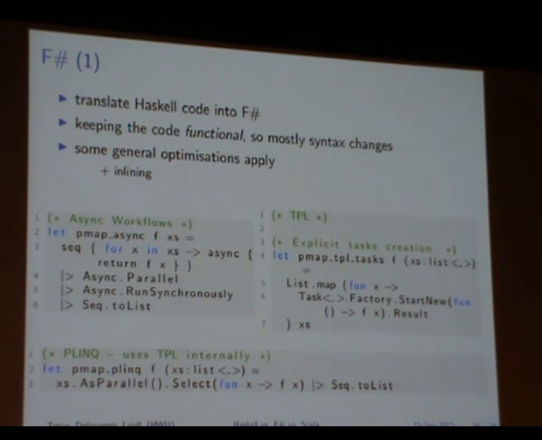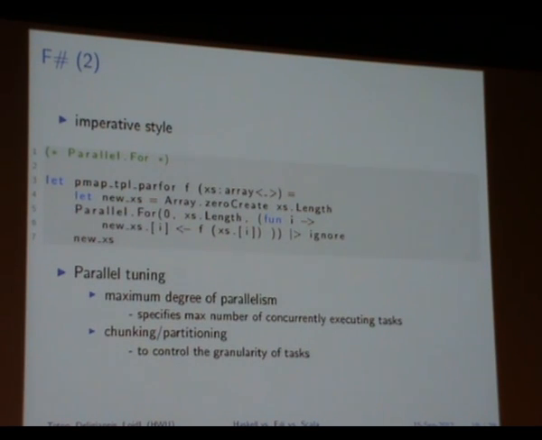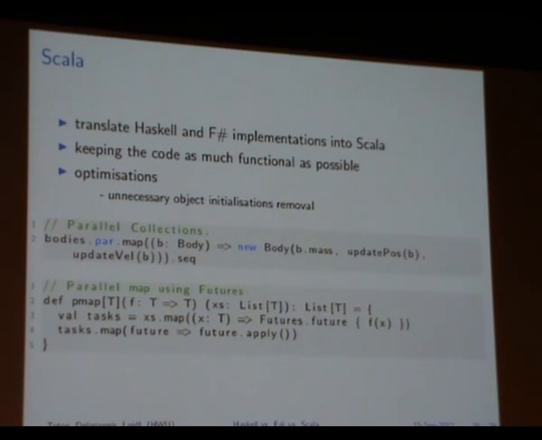And PLINQ is a more declarative way. It has an SQL-like syntax, so it's very easy to parallelize. The select is basically the equivalent of the map function, and to get the parallel implementation, we just need to say AsParallel. So yeah, in F# we can also use Parallel.For, but then this is a more imperative style of programming. For parallel tuning in F#, we have maximum degree of parallelism, which specifies the maximum number of concurrently executing tasks, and we also have chunking and partitioning to control the granularity of the task.